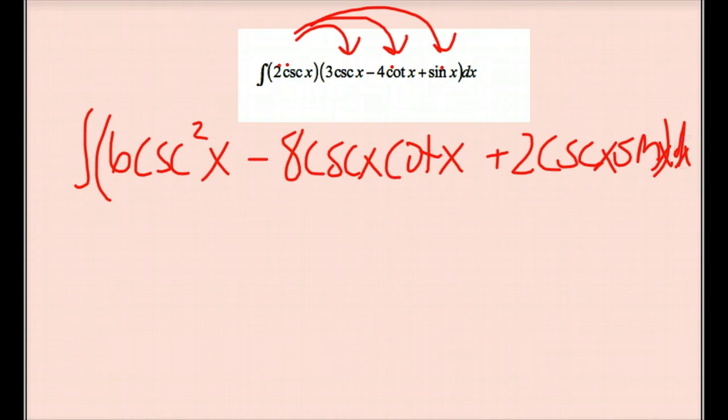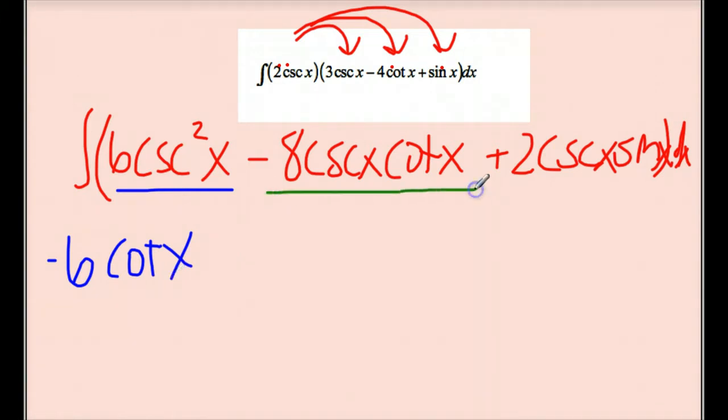So I take a look at our properties. For our first piece, I notice I have a constant, so I'm allowed to pull out the constant. Then I check if I have an integral of cosecant squared. According to our list, that is the same as negative cotangent of x. Then I see for the next piece, I have a negative 8.